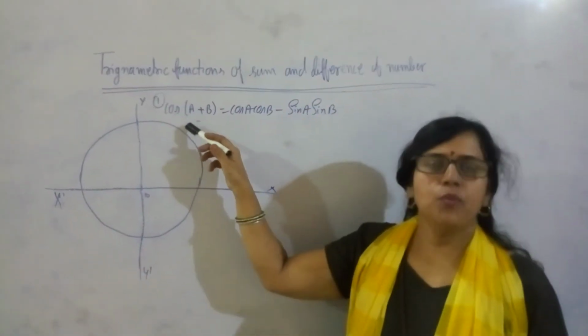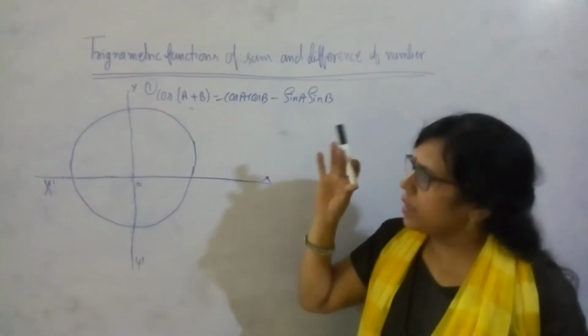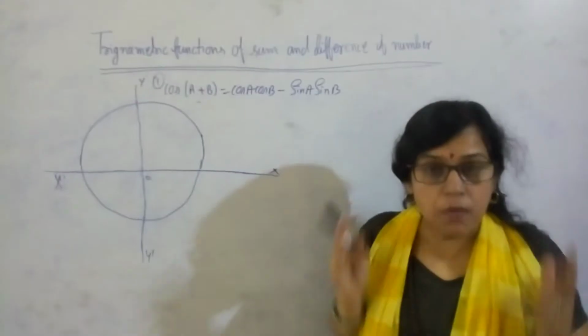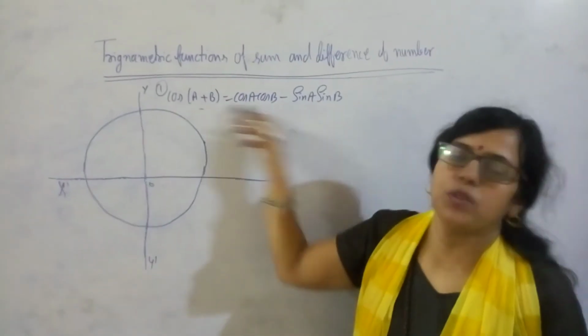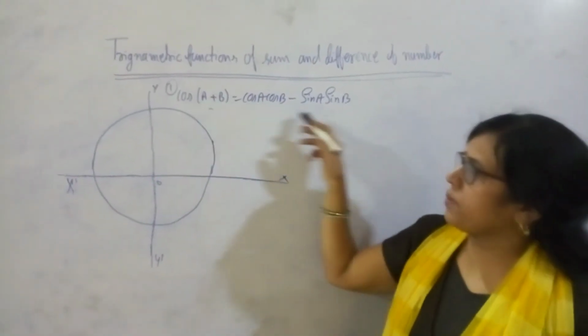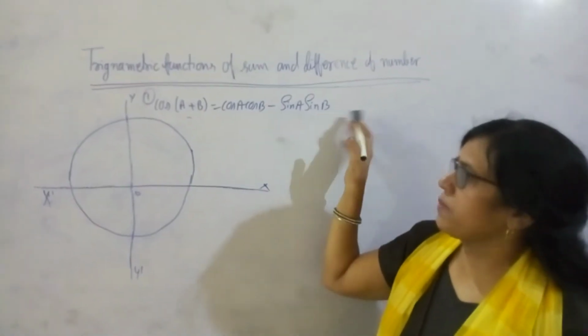By this formula we can frame many formulas of trigonometry, maximum formulas. You can frame them from this formula. cos of A plus B equals cos A cos B minus sin A sin B.